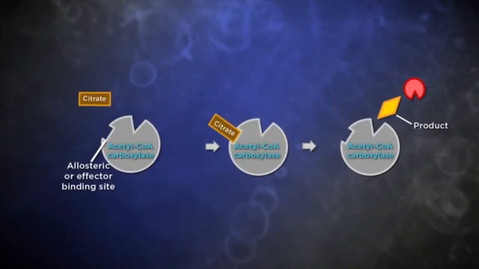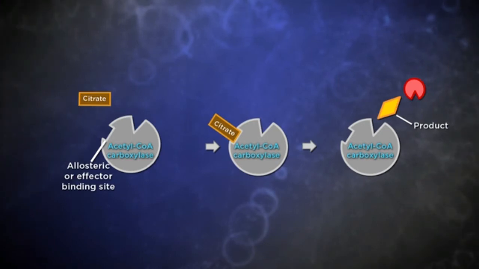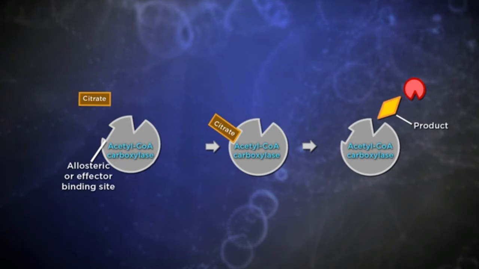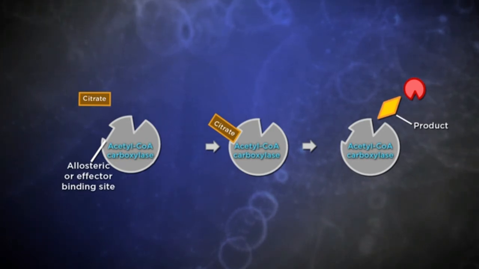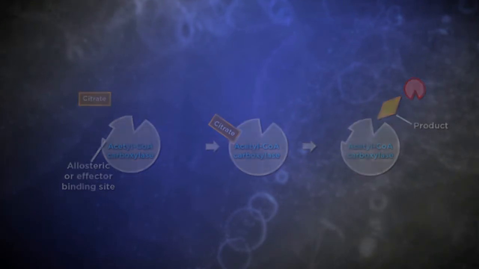Citrate that is not split up in the cytoplasm serves as an allosteric effector, binding and activating the most important enzyme in fatty acid synthesis, acetyl CoA carboxylase. So not only is citrate a source of the raw material needed for making fatty acids, it also turns on the enzyme that stimulates the process.